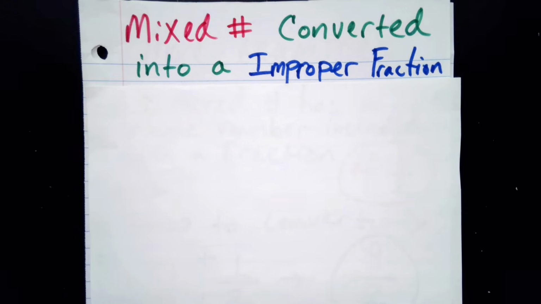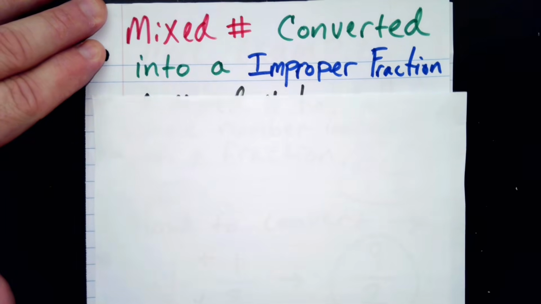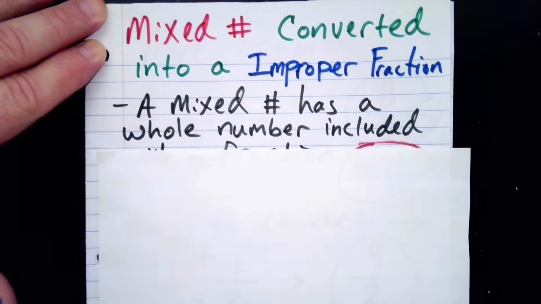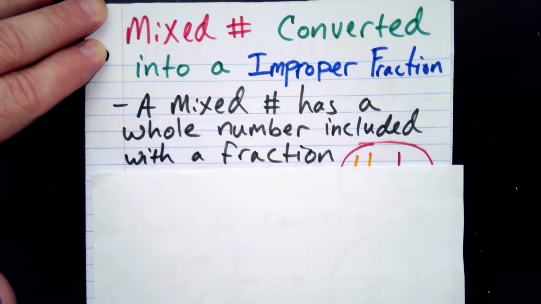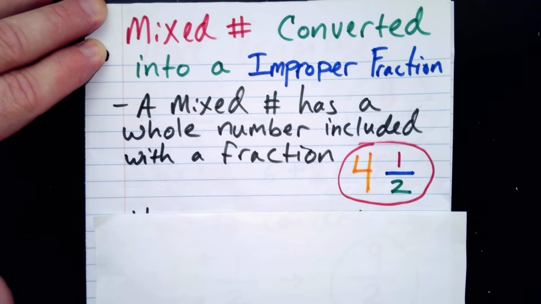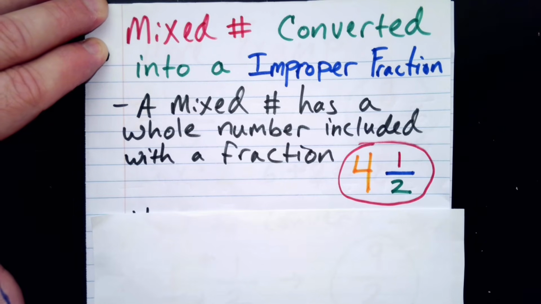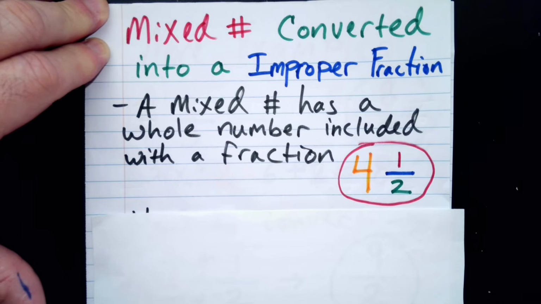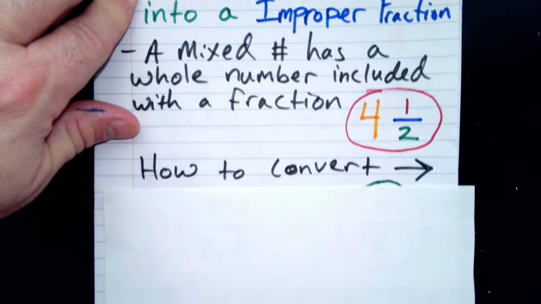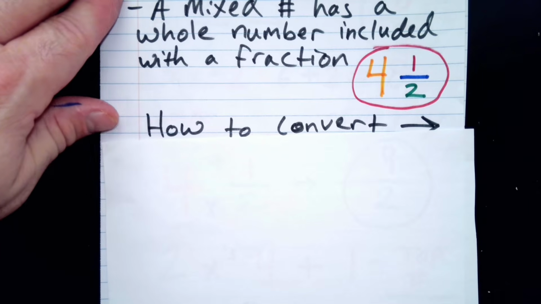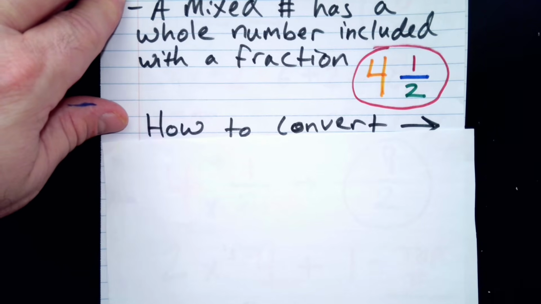We've gone over how to turn an improper fraction into a mixed number, and now we're going to go over how to convert a mixed number into an improper fraction. So let's just go ahead and get started. A mixed number has a whole number included with the fraction. As you can see here, 4 and 1/2. 4 being the whole number, 1's the numerator, the top part of our fraction, 2 being the denominator, the bottom part of our fraction. So hey, how do we convert this mixed number into an improper fraction?